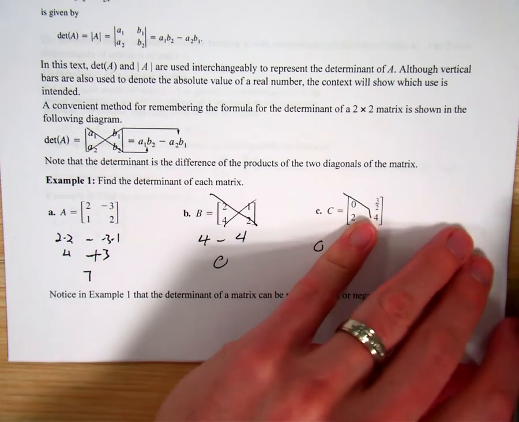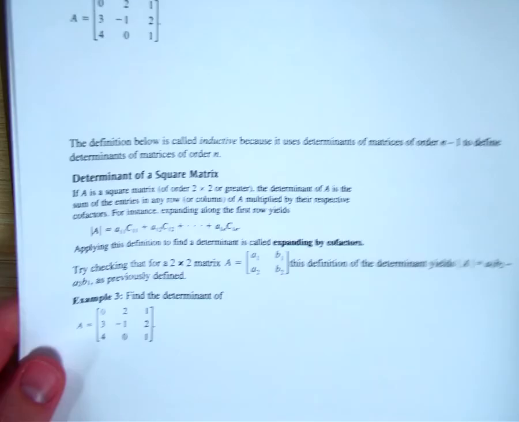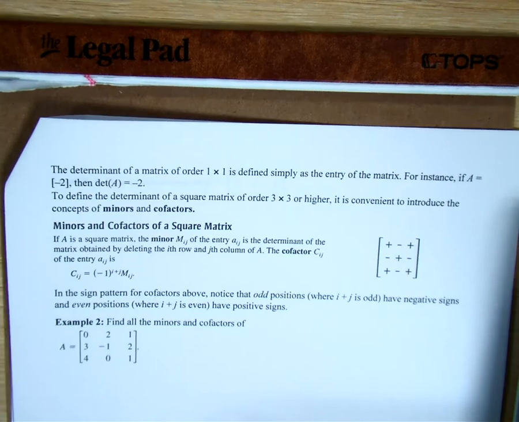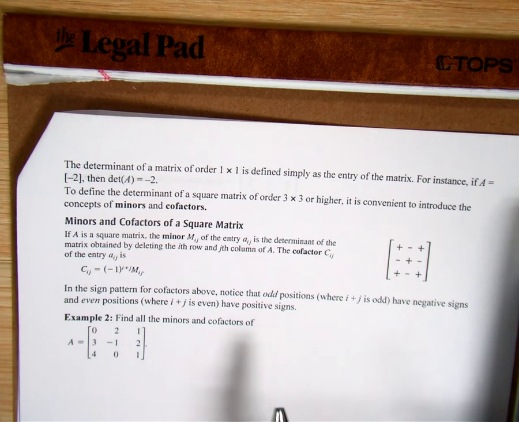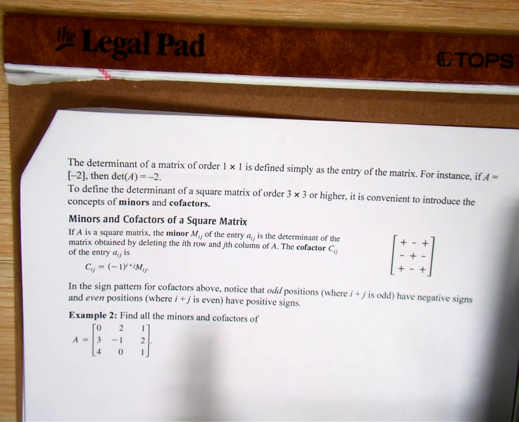Okay, coming up next, we have some brain-bending stuff. Well, I suppose we got a sentence or two here to finish up. The determinant of a matrix of order 1 by 1 is defined simply as the entry of the matrix. There are no diagonals to do for a 1 by 1 square matrix, so if the matrix is just the number negative 2, the determinant is also negative 2.